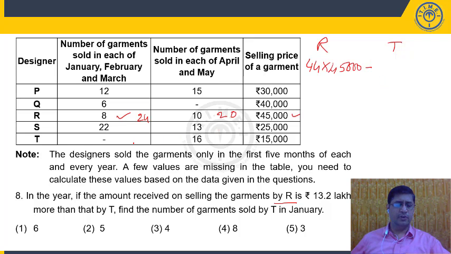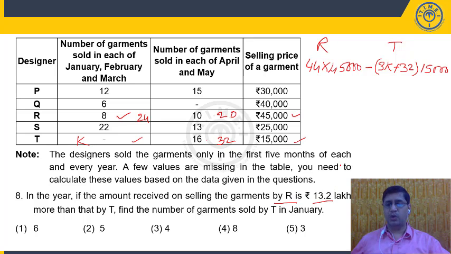What about T? The value of T is not given. Since it is not given, I am taking it as K. So 3 months means 3 into K, which is 3K. And what about April and May? It is 16 per month, so 16 into 2 is equal to 32. So 3K plus 32. What about the price? 15,000. Now what is the difference given here? 13.2 lakhs means 13 lakhs 20,000.